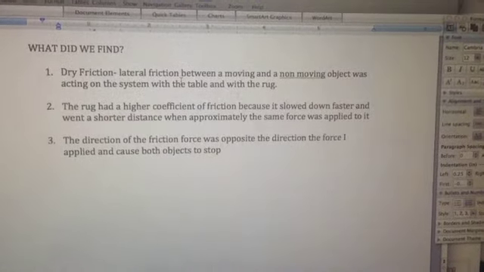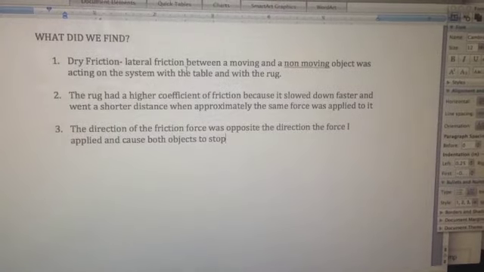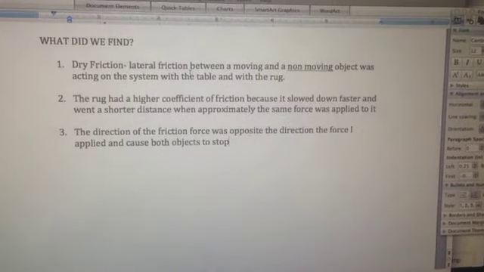I also found out that the direction of the frictional force was opposite the direction of the force I applied and caused both objects, both on the rug and the table, to stop.